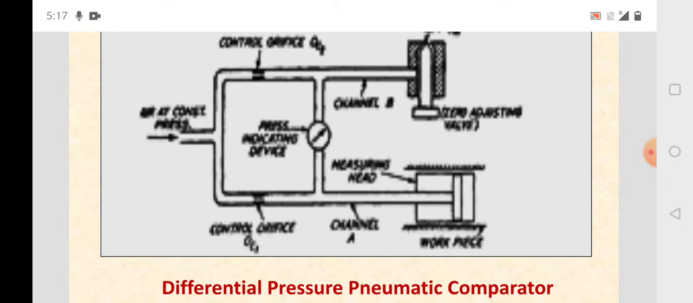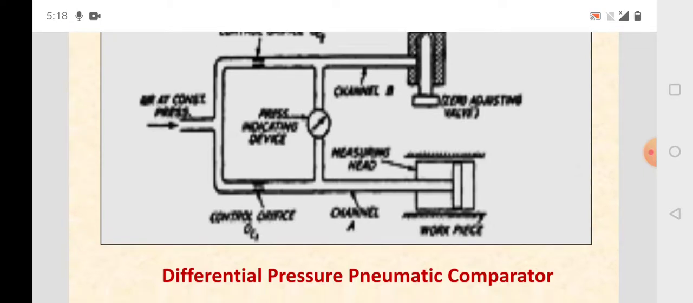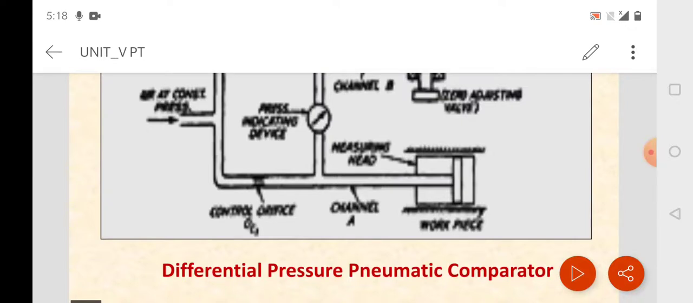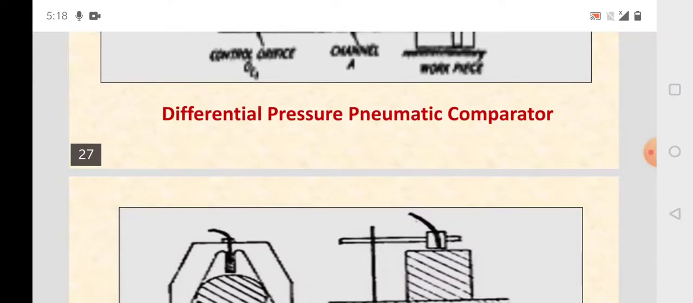So first it is adjusted to 0 with the help of the basic or standard workpiece, and then the gauging head is inserted into the workpiece to be checked, and we can see the variation in the dial indicator. So this operates on the difference between the pressures. That's why it is known as the differential pressure pneumatic comparator.